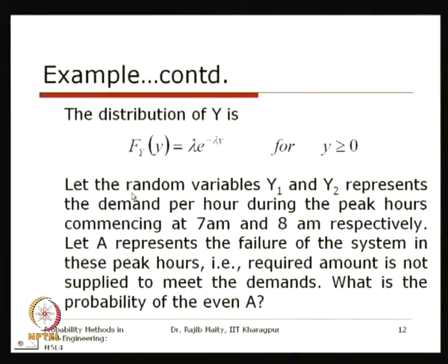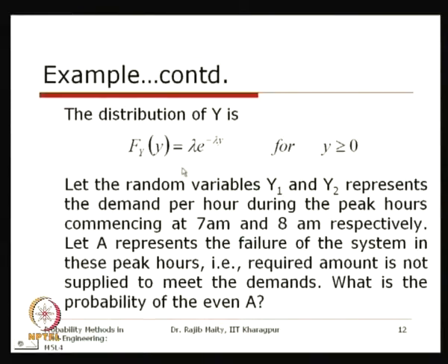Now, we consider the two random variables y1 and y2, which represent the demand per hour during the peak hours commencing at 7 am and 8 am, that means 7 to 8 and 8 to 9 respectively. These two are the requirements. That demand is also varying, but anyway, we have considered that both follow the same distribution.